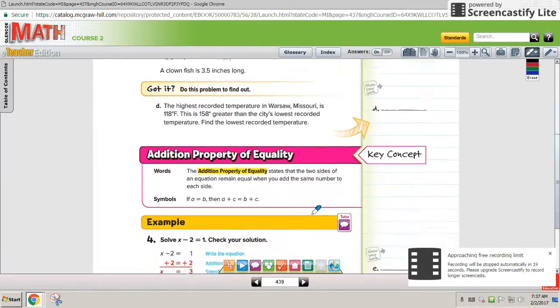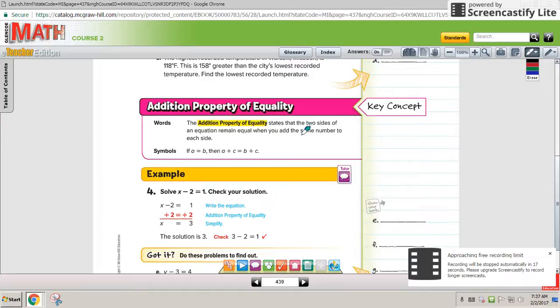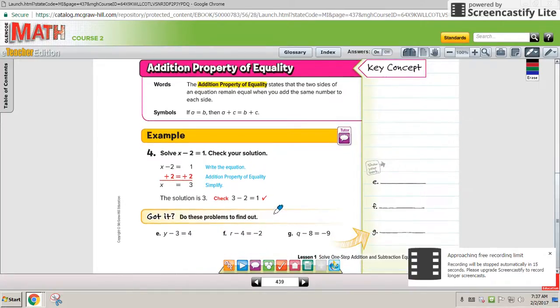Okay, please read the addition property of equality. And all that means is that you can add the same number to both sides and it will still be equal. So at the bottom of the page, I want you to show your work just like before on E, F, and G by adding 3 to both sides. And when you're finished, show me your book.